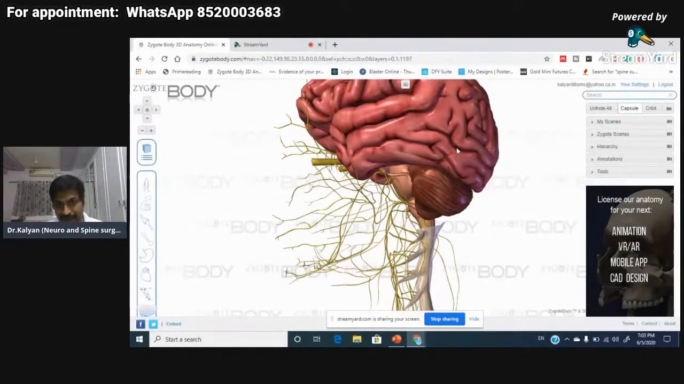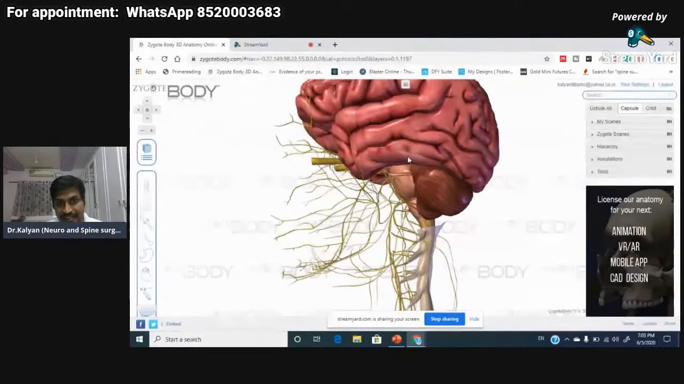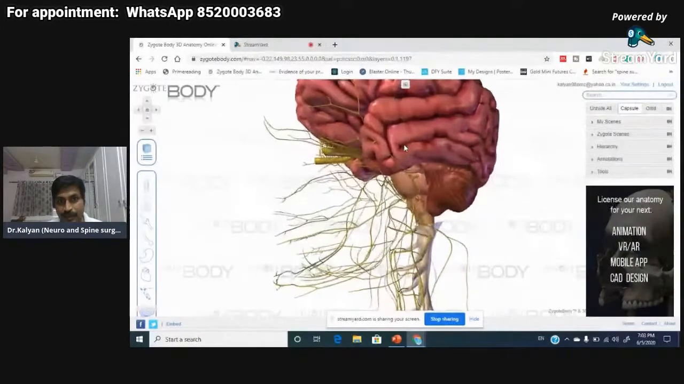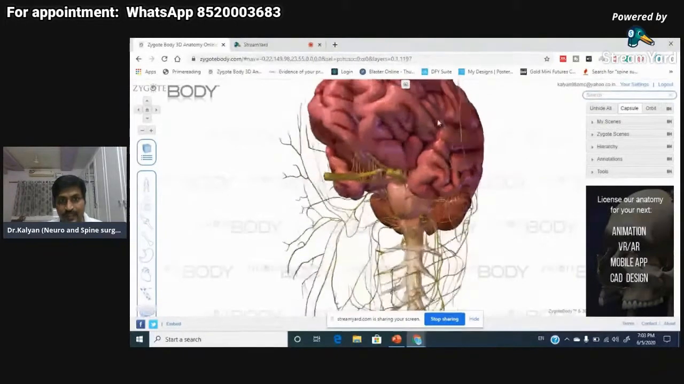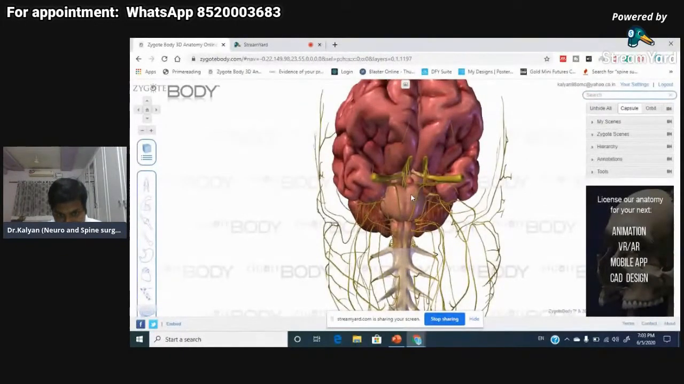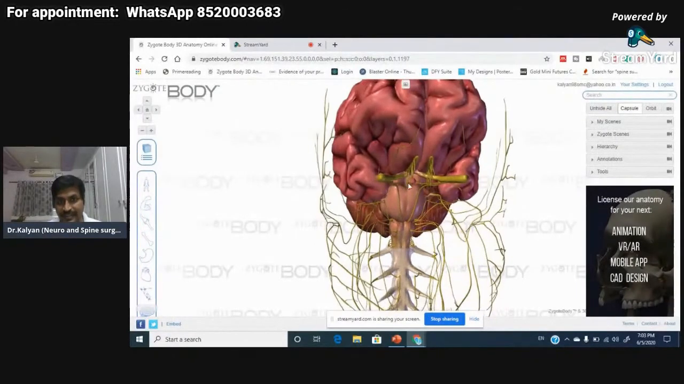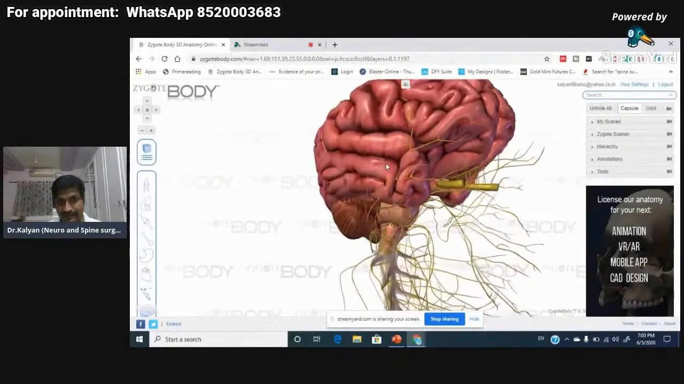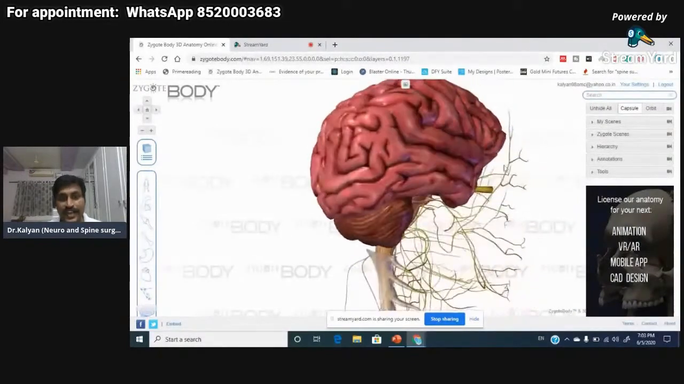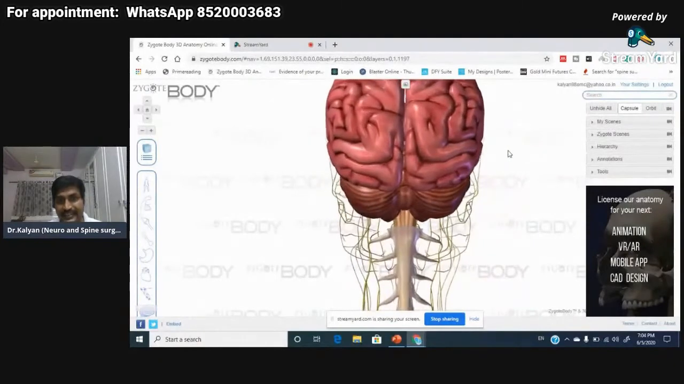So this is the brain. Let me rotate it once. This is the temporal lobe. This is the frontal lobe. You can see the optic nerves. This is the brainstem from the front. This is the spinal cord, which is continuing. This is the lateral view of the brain. What are you seeing in the posterior part? This structure is the brainstem. The structure present beneath the occipital lobes and behind the brainstem is the cerebellum.